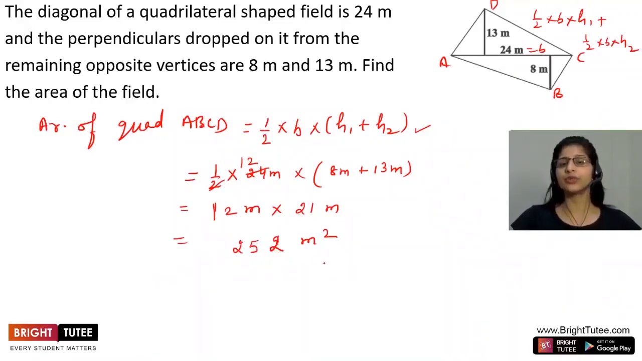So 252 square meter is the area of this quadrilateral, whose two heights and one of the diagonals are given to us. Clear? So applying the formula, we have simplified it, simply calculated it.